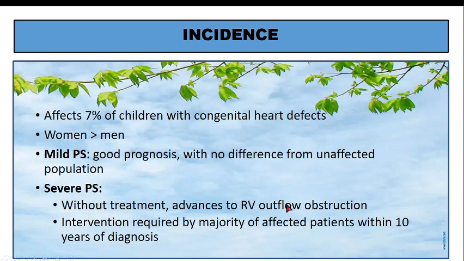7% of children with congenital heart defects. Women are affected more. Mild pulmonary stenosis has good prognosis with no difference from unaffected population. It is almost good. For severe without treatment, this may lead to right ventricular outflow obstruction. Okay, if you don't treat pulmonary stenosis, the blood may not be shunted from the pulmonary artery. Pulmonary artery, and we know that the pulmonary artery divides into two and gives deoxygenated blood to both lungs.